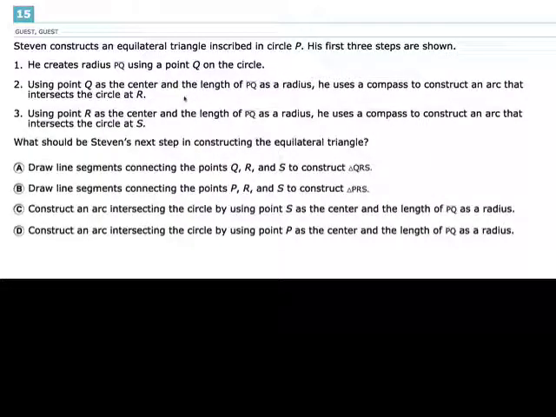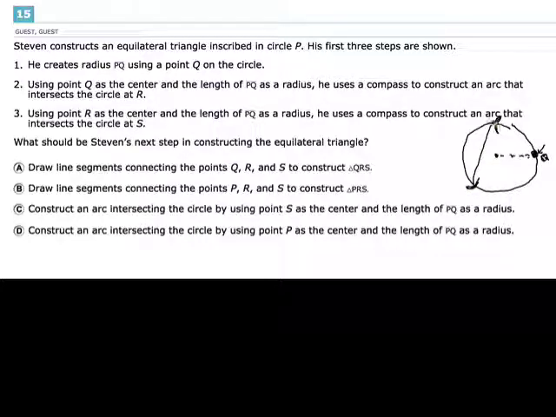Stephen constructs an equilateral triangle inscribed in circle P. His first 3 steps are shown. He creates the radius, PQ. So to look at this one, we're going to sketch a circle. He creates the radius, PQ, using the point Q on the center. So here's the radius right here. From that point to that point, he's going to use the compass to measure that distance right there. So he's going to spread it out so that the point is right here and the pencil is right here on this edge. Using point Q as the center, so he's going to now put the center right here. This is point Q. He's now going to create an arc. Or he's going to measure it and then create an arc.